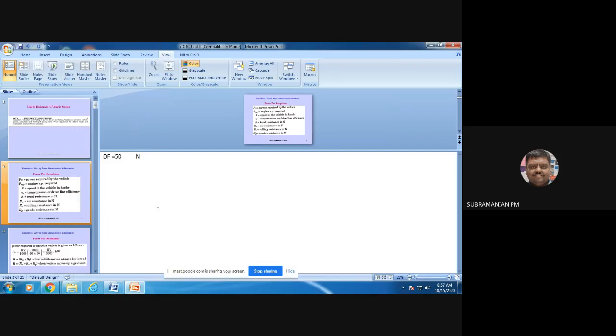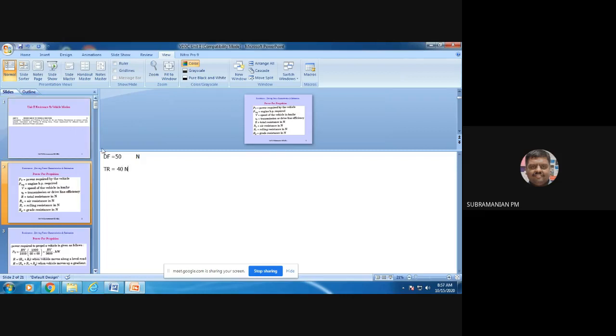Now see resistance, total resistance. Why am I using the word total resistance? Resistance means we have wind resistance, aerodynamic resistance (wind resistance and aerodynamic resistance are the same), then rolling resistance, and gradient resistance. So whatever the total resistance, say it is 40 newton.